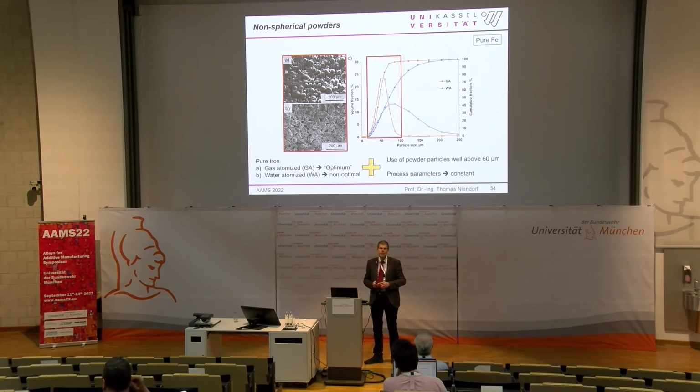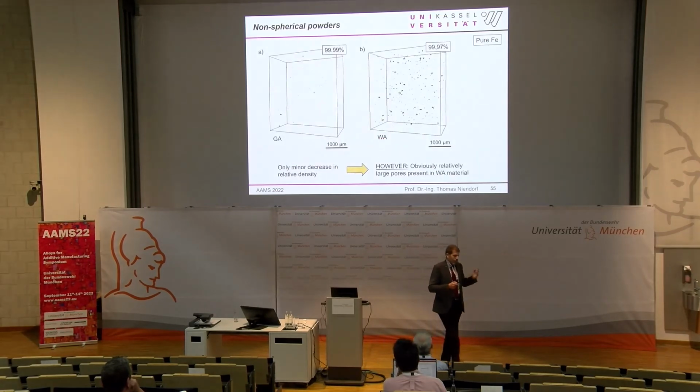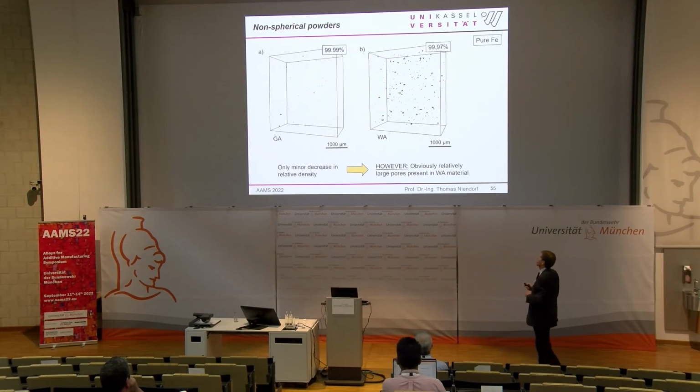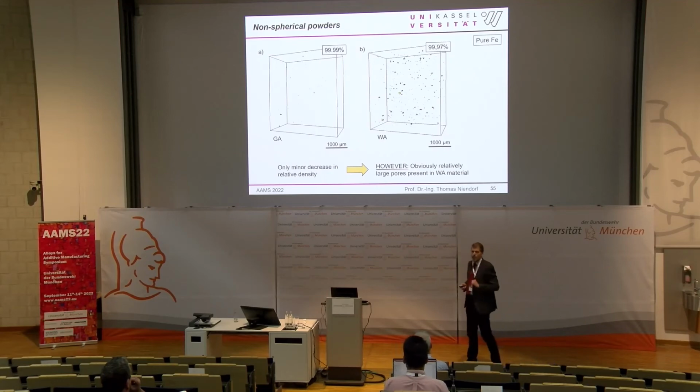After that, we went to computed tomography to see what is the size and the density of the defects. And obviously, the water atomized powder is characterized by a larger defect density, but still looks quite good. And we have the number shown at the top, relative density of 99.97. So reasonable in terms of density.